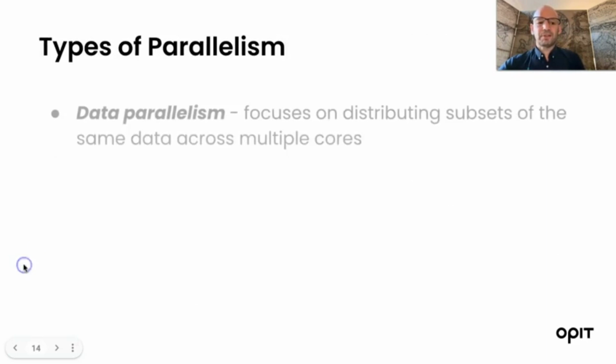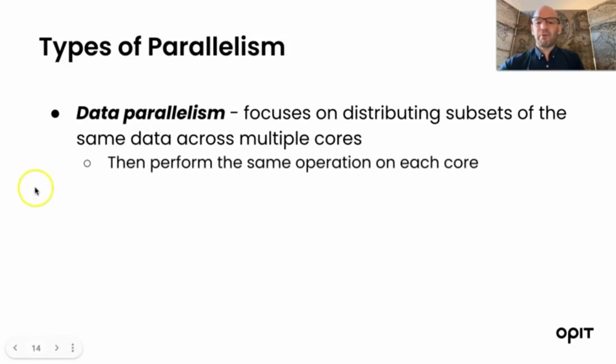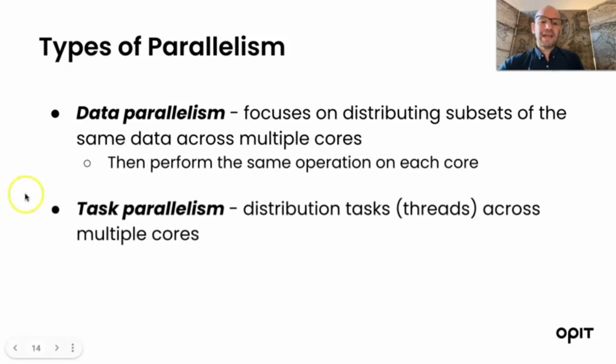Some different types of parallelism. Well, data parallelism focuses on distributing subsets of the same data across multiple cores. Then we perform the same operation essentially on each core. Next, we have task parallelism. So the distribution of tasks or the distribution of threads across multiple cores. That takes a little bit of consideration.